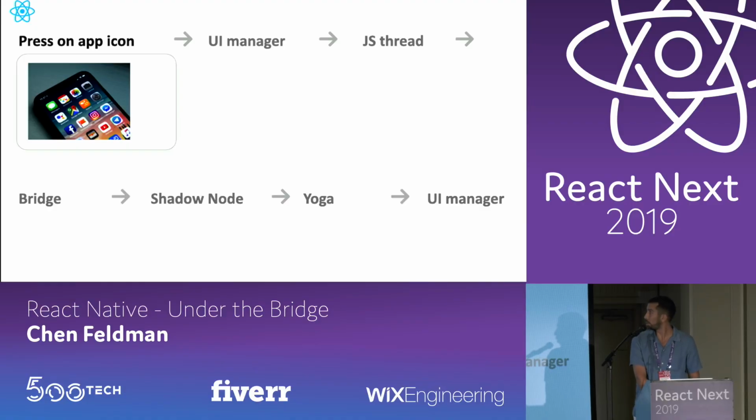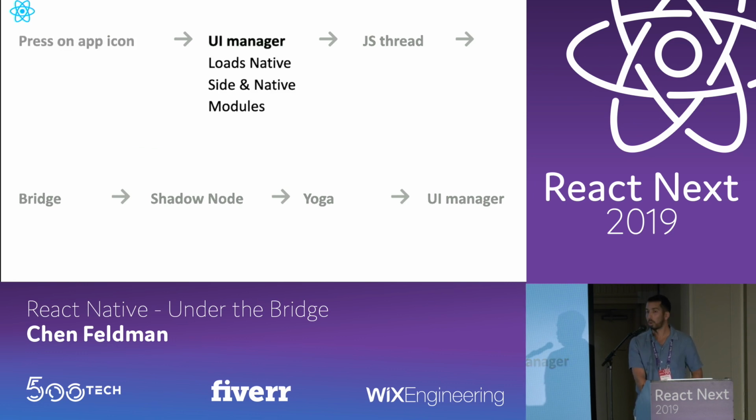Okay, so I pressed on, let's say, an Instagram icon. So now the UI manager does its job. It's loading all the native side of the app, all the modules that map the text, the image, the view, everything that I told you before. It can be 100 modules that maybe I need only part of them. It's a clue for later.